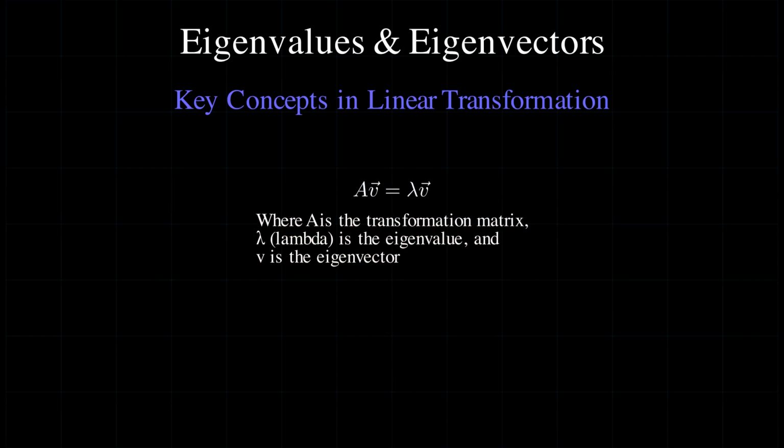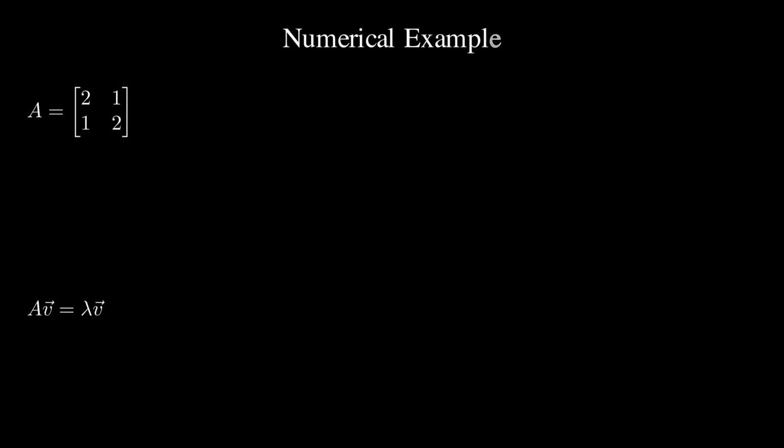Mathematically, we express this relationship using the equation Av equals lambda v, where lambda represents the eigenvalue. Let's visualize these concepts to better understand how they work. Let's look at a concrete numerical example. Here, we have a transformation matrix that we'll use to illustrate the behavior of both eigenvectors and non-eigenvectors.